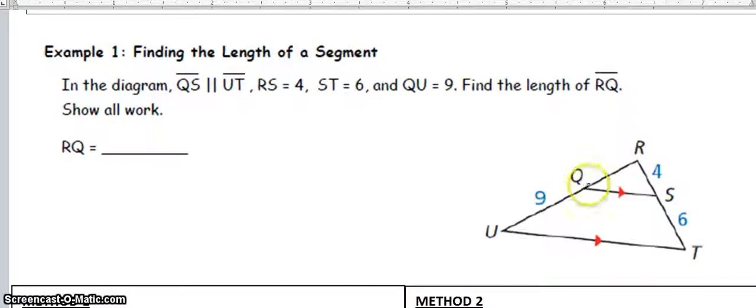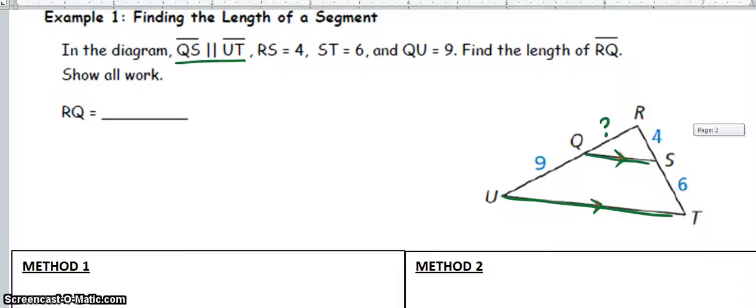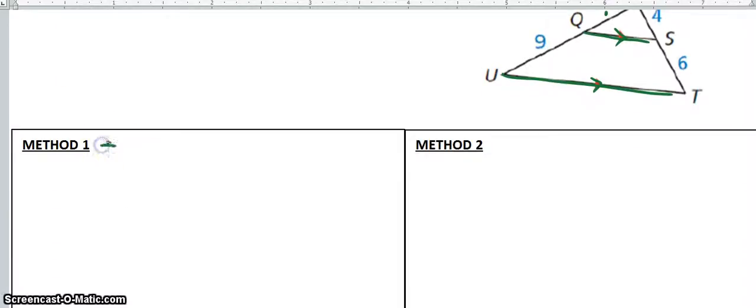So you know in the diagram that QS is parallel to UT. It says it in the arrows and it says it in the statement. You know all these side lengths, and it wants you to find the length of RQ. So you can straight up use side splitter. That would be method 1. Side splitter theorem. And it's called side splitter because this parallel line splits the side. If you think about it, it makes sense.